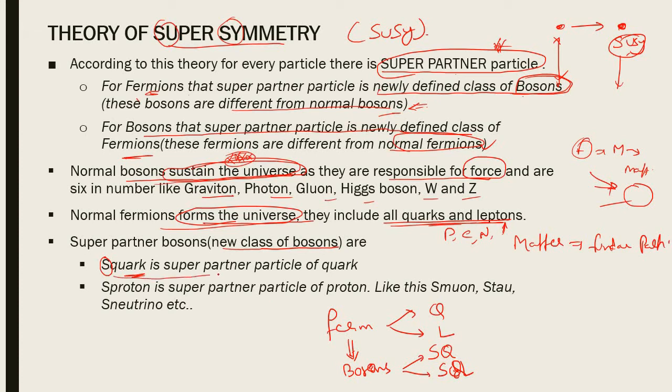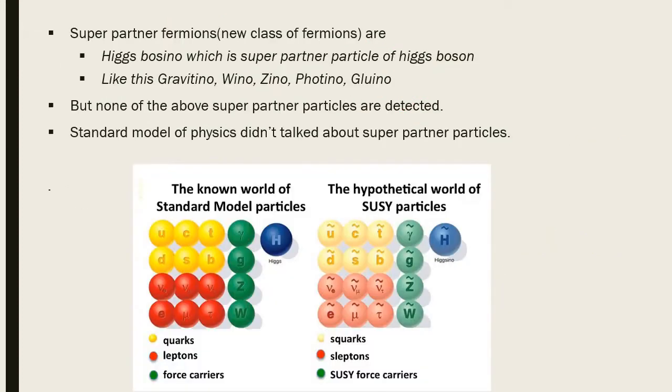So S quark is a super partner particle of quark. S proton is the super partner particle of proton, like that S muon, S tau, S neutrino, etc. Okay, so these are super partners, meaning a newly defined class of bosons. Similarly, the super partner fermions are a newly defined class of fermions.